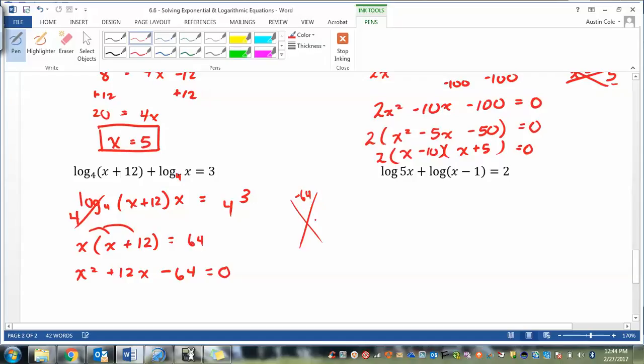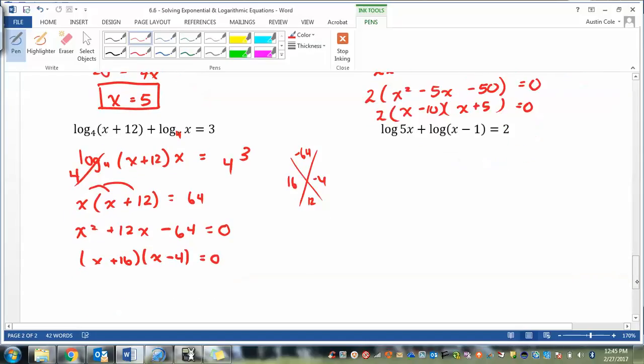So now I can mini-factor. What are factors of negative 64 that add up to 12? 16 and 4. Which one's got to be negative? The 4. So I like positive 16 and negative 4. So I can have x plus 16 and x minus 4.